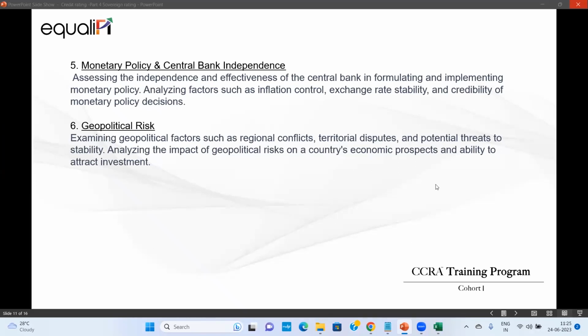Border disputes, yes, absolutely. Border disputes, Northeastern China disputes.